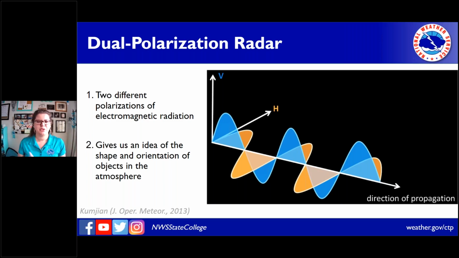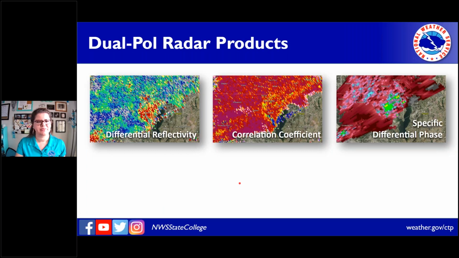But because we have two different orientations of the beam, we can get a lot of different ideas on shapes, orientations, different objects in the atmosphere, and the list goes on and on. So we're going to look at a few of those right now.